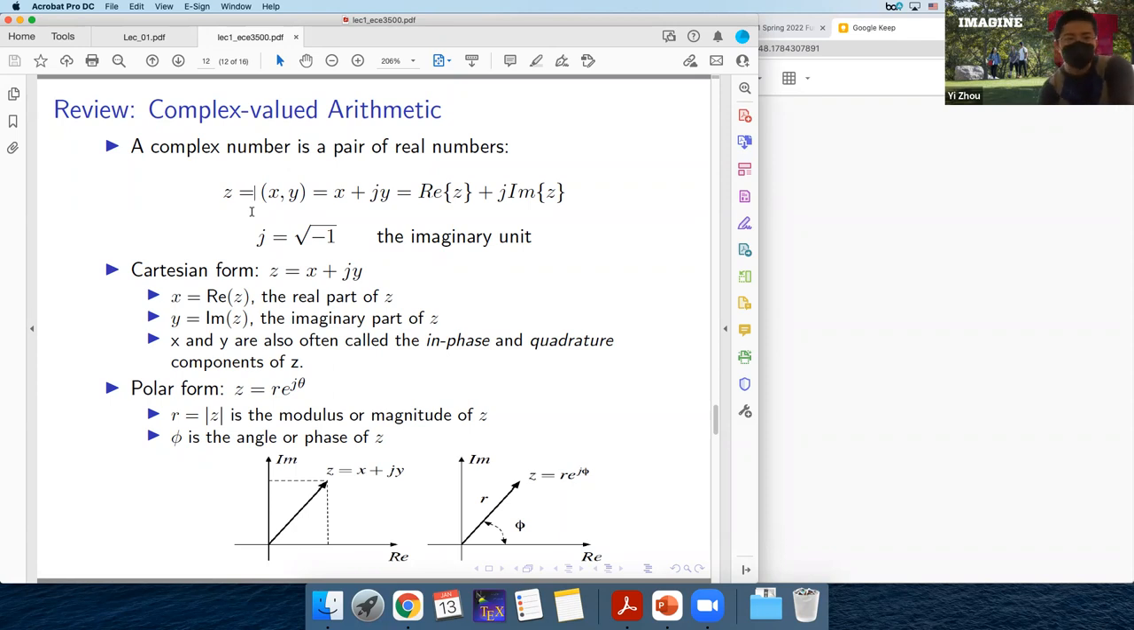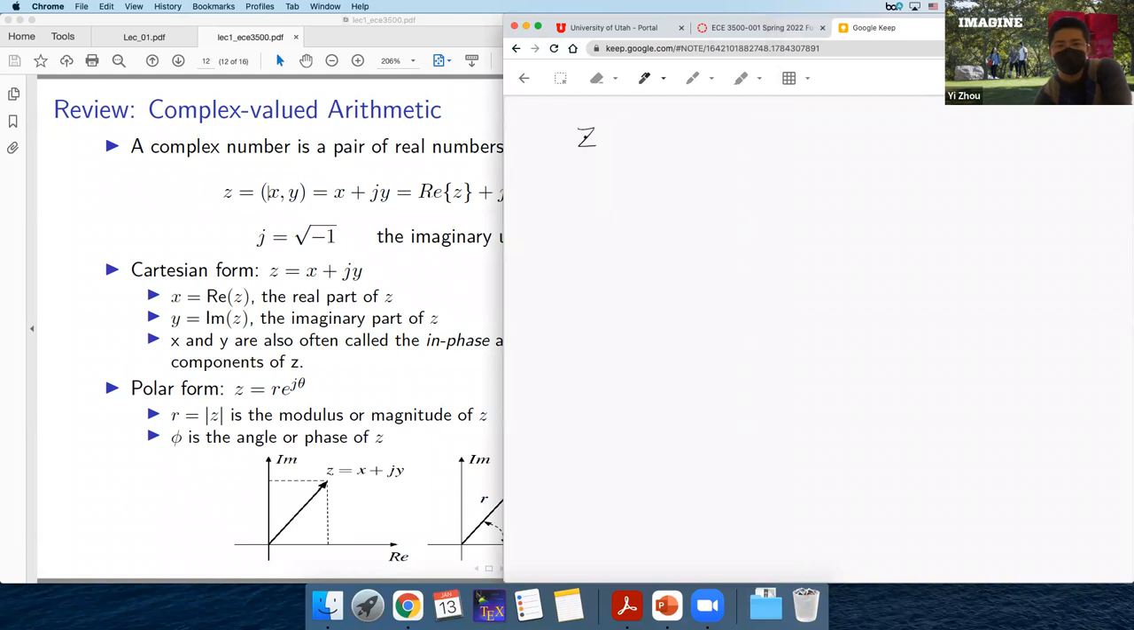So let's say here Z, the complex number, and there are many ways to write it. One of them is to write out these real and imaginary components. X and Y are two real numbers. So in the standard form, we write complex Z as X plus JY. So here Z is a complex number. It belongs to the complex domain.